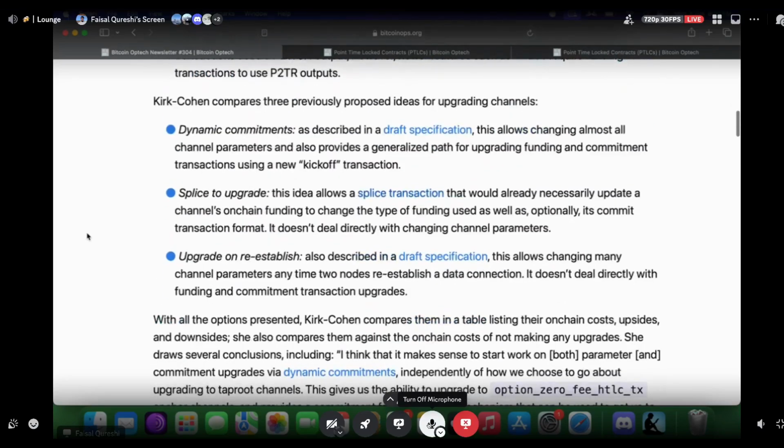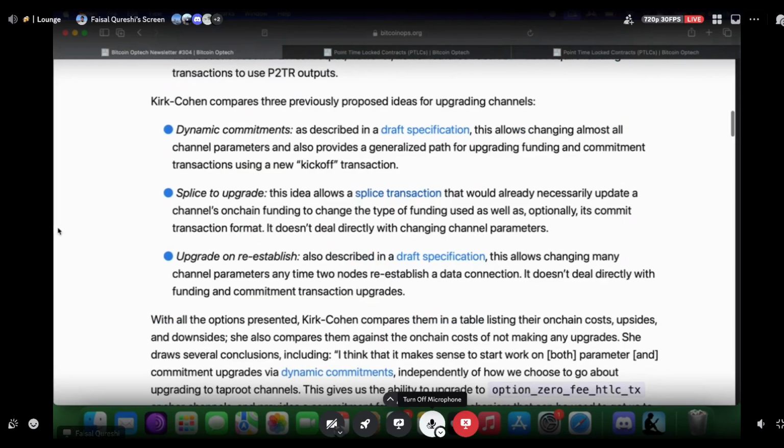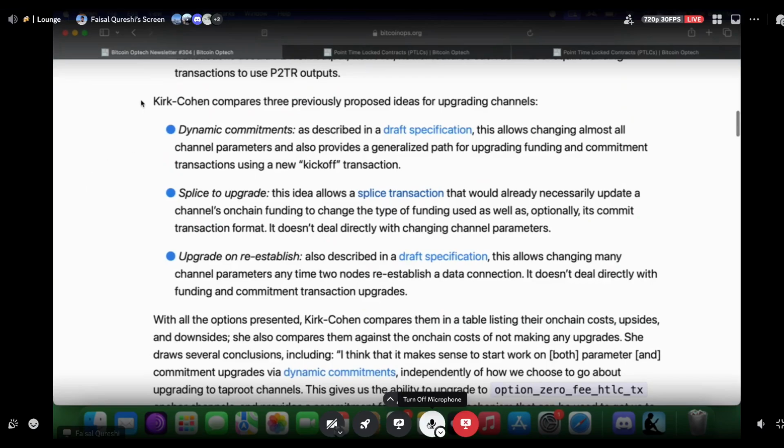And then I think she mentioned some mechanisms to achieve these changes that she's proposed. Kirk-Cohen compares three previously proposed ideas for upgrading. Like how can we achieve some of the above mentioned proposals, or all of them? What could be three approaches? The first is dynamic commitments. As described in our draft specification, this allows changing almost all channel parameters and also provides a generalized path for upgrading funding and commitment transactions using a new kickoff transaction.